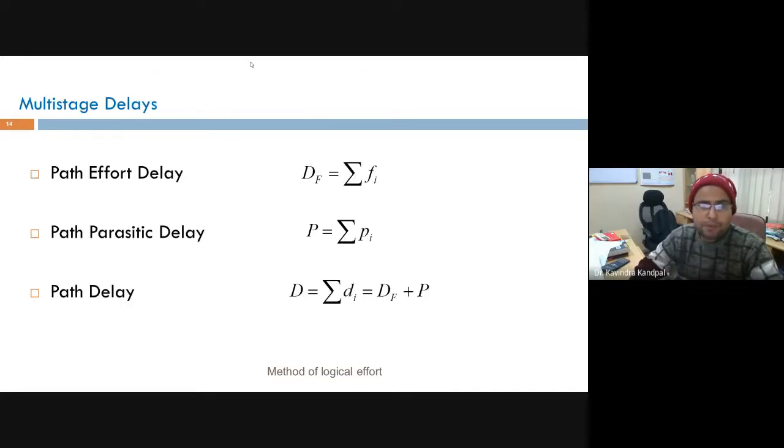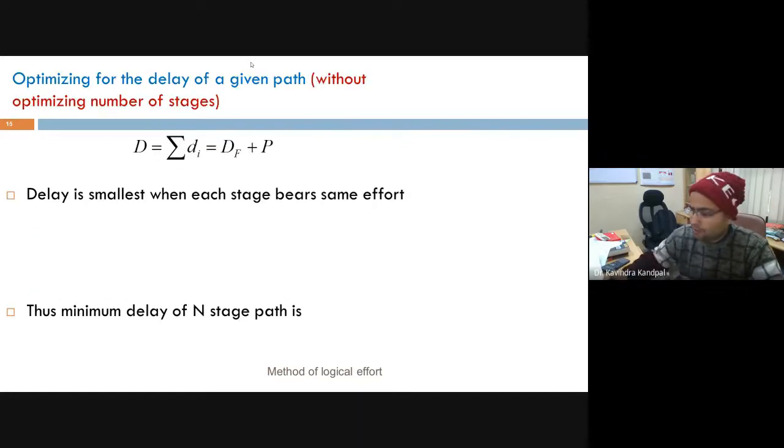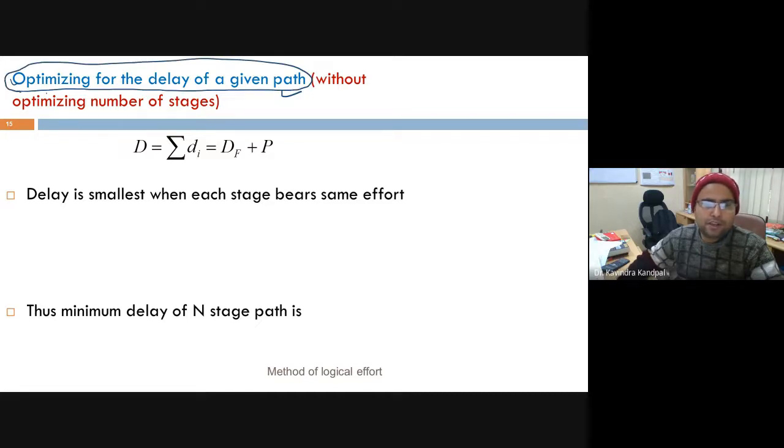Now coming to the optimization. The first optimization problem we are starting now is optimizing the delay for a given path. We are not going to change how many stages there are within a path. We are going to find out what will be the optimal transistor sizing in order to give you the least amount of delay. Let me tell you one example before we go ahead.